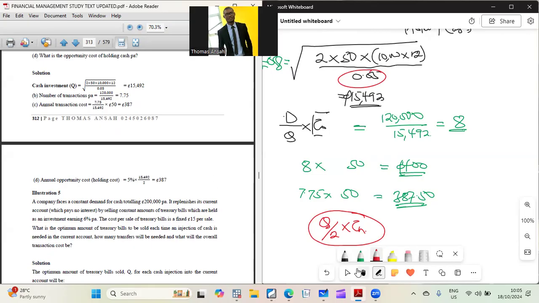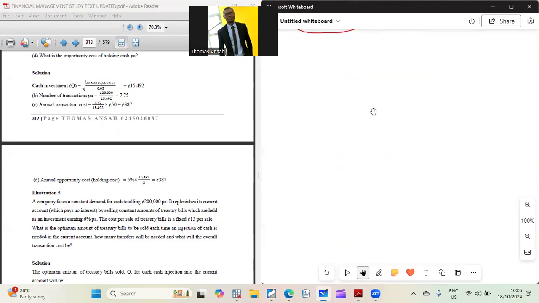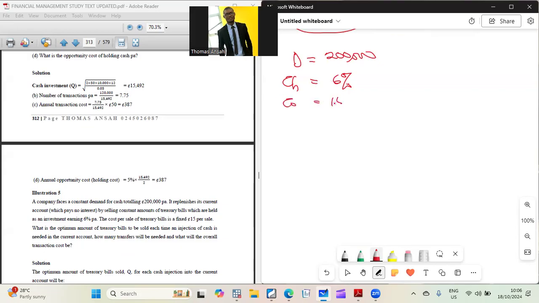I hope you can practice the illustration to yourself. There's illustration 5 here, where a company faces a constant demand for cash of 200,000. So D is 200,000. Then when you go on to read, it tells you that it replenishes its current account, which pays no interest, by selling a constant amount of treasury bill, which is held as an investment, and that investment is earning 6%. So what is that? CH, opportunity cost, holding. The cost per sale of treasury bill is fixed at 15 per sale. That is transaction cost. So that is CO, 15 cedis.